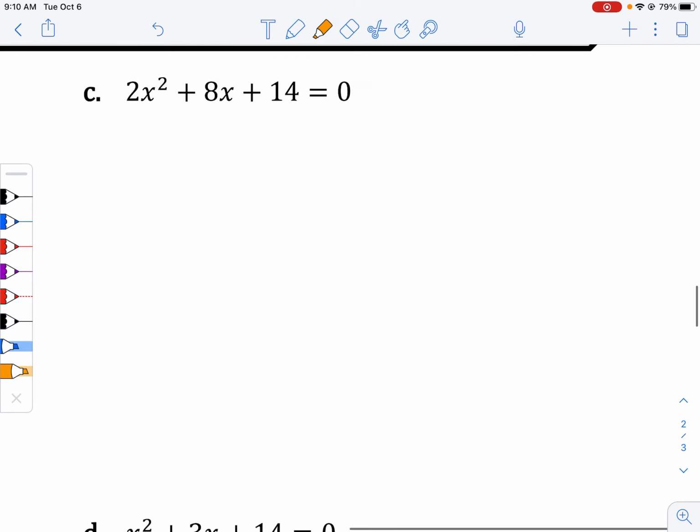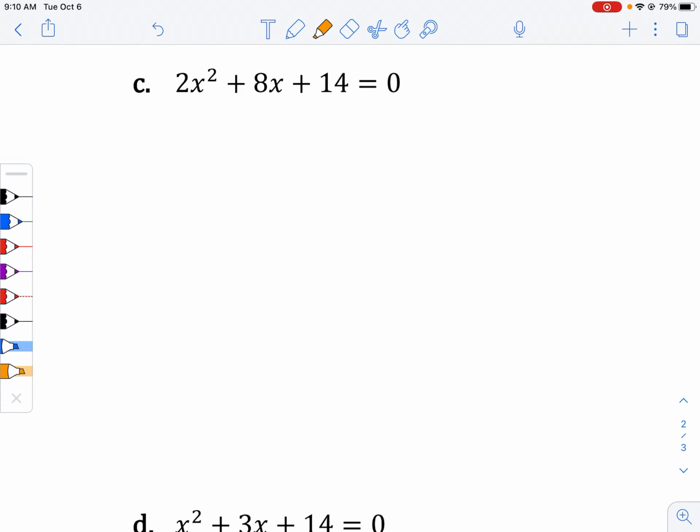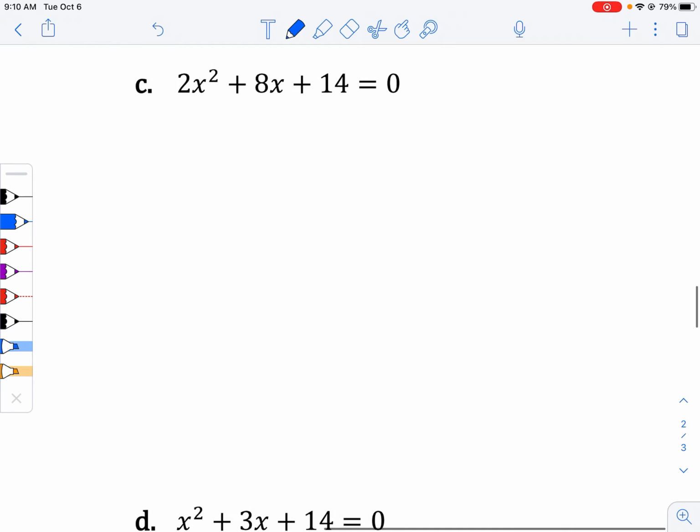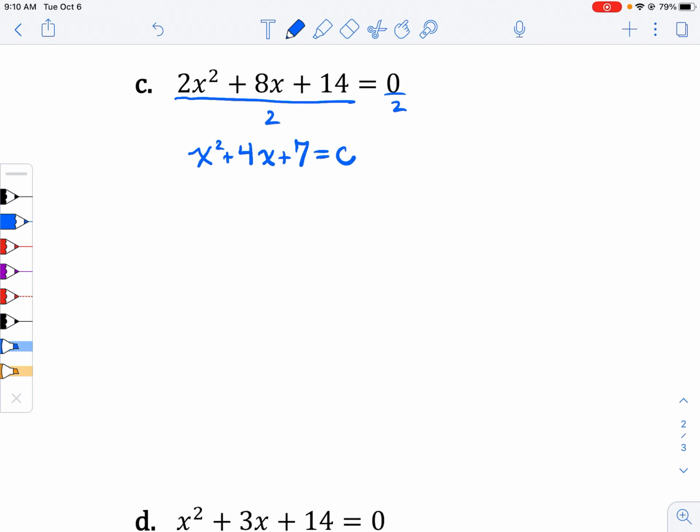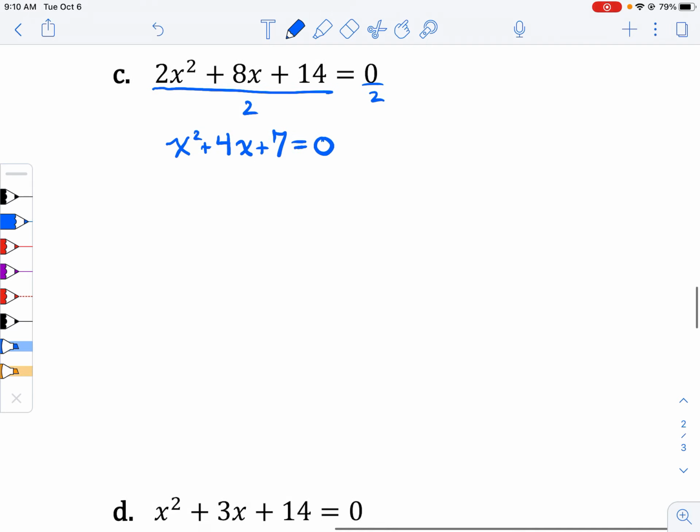All right, example C. So example C, we have an additional first step here. We have 2x squared plus 8x plus 14. When you're completing the square, you need this x squared to be by itself. So in order to do that for this one, we can just divide both sides by 2. So we will have x squared plus 4x plus 7 equals 0. The 2 completely goes away because normally it would show up over here, but 0 divided by 2 is 0. Then I will subtract 7 from both sides.